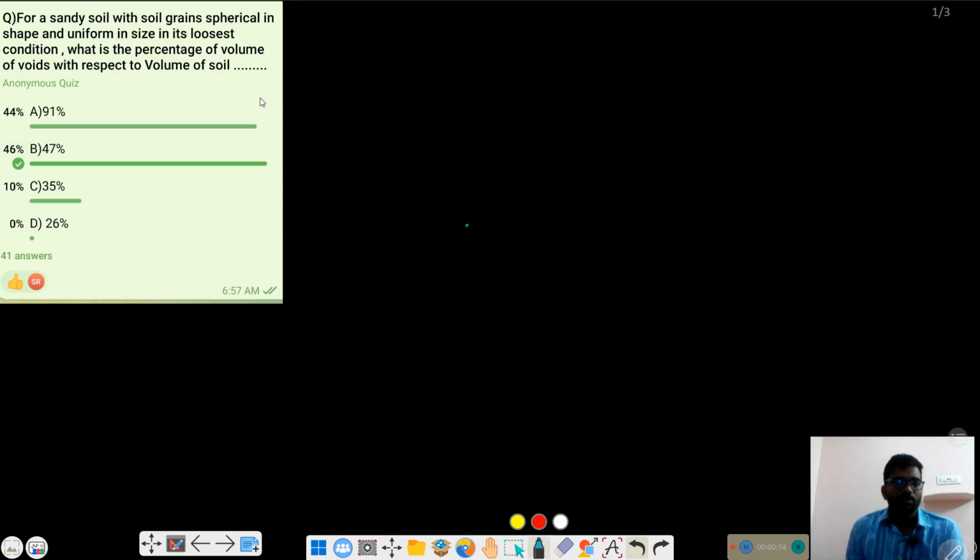Okay, so first of all, for a sandy soil with soil grains spherical in shape and uniform in size, in its loosest condition, what is the percentage of volume of voids with respect to volume of soil? So first, how are the soil grains? They are spherical in shape and uniform in size, it's an ideal condition. In practice this doesn't happen; they are not perfectly spherical and not uniform in size. It's an ideal condition.